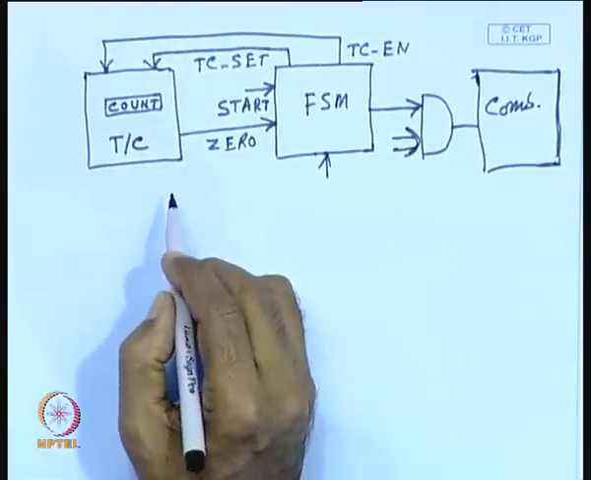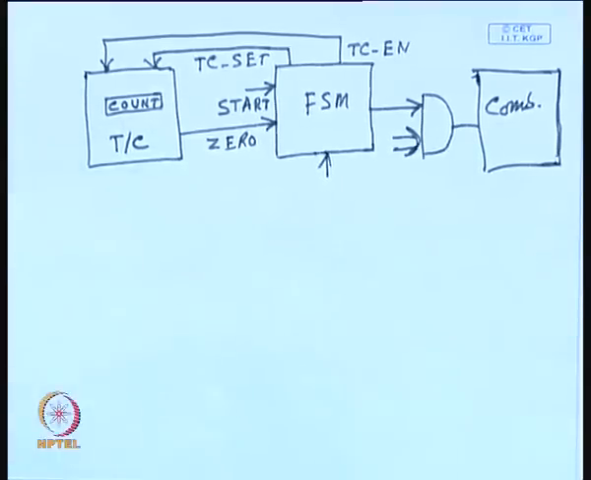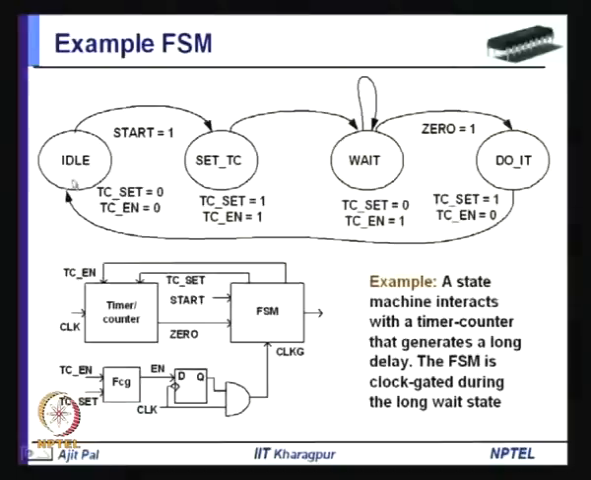So, let us have a look at the state transition diagram of this finite state machine. It remains in the idle condition, and only when the start signal is applied, it goes to a state called set TC, and when the set TC state is reached, it generates these two outputs.